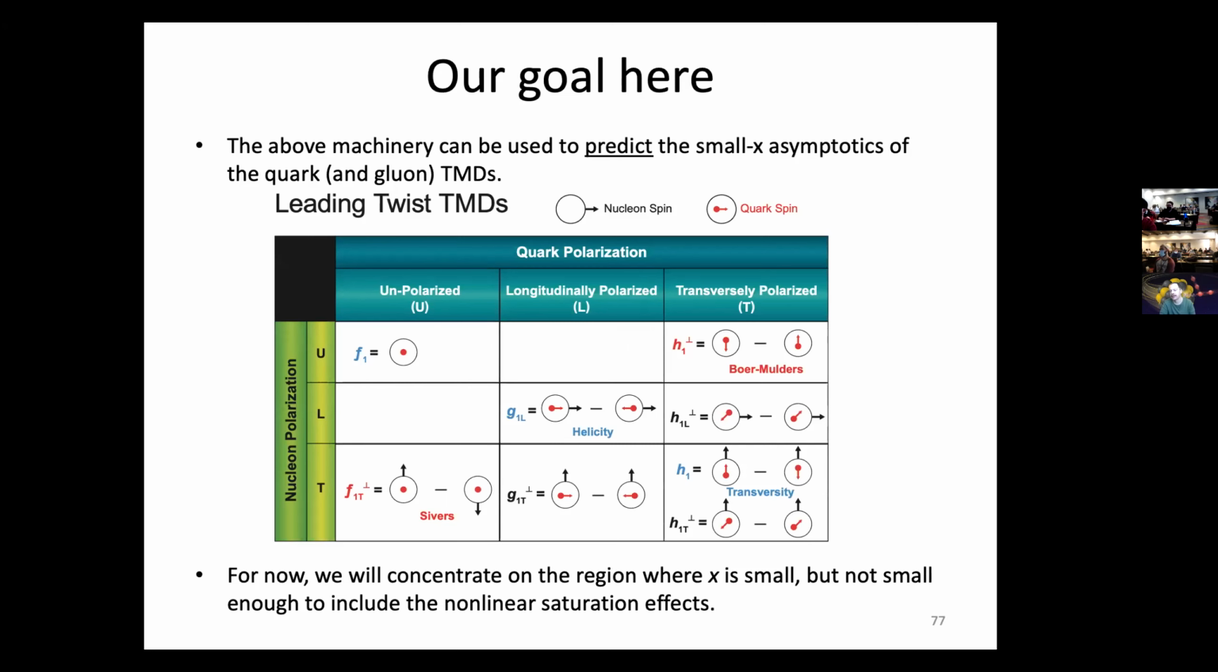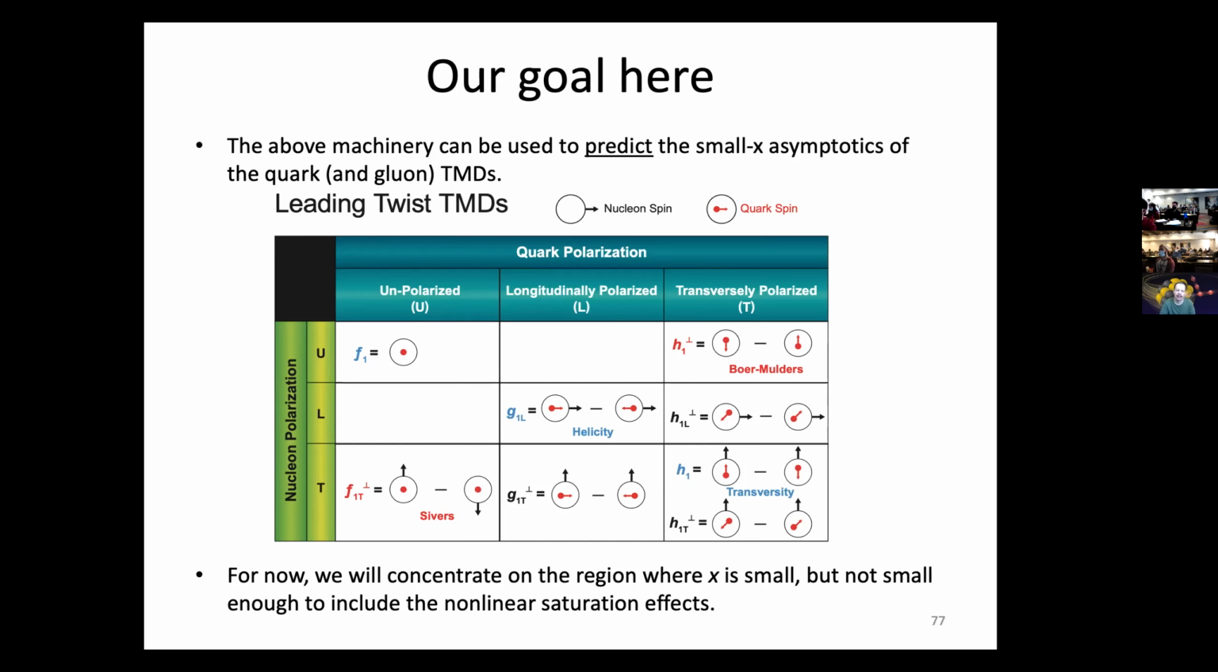This is a field which is developing now. But the answer is yes, we can use the small x machinery to predict the small x asymptotics of TMDs. I showed you the well-known table of leading twist quark TMDs here. But in principle, maybe even higher twist TMDs one can tackle using this technique.